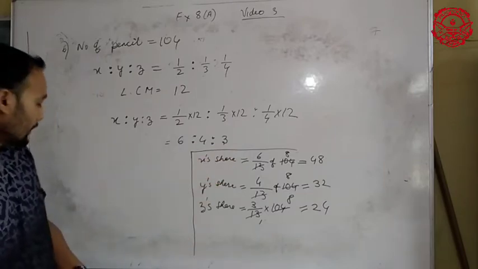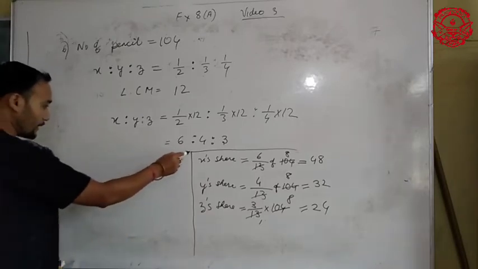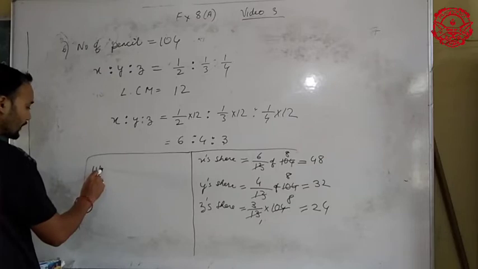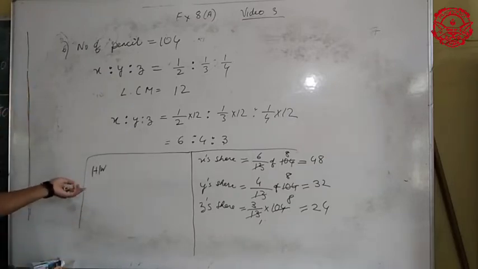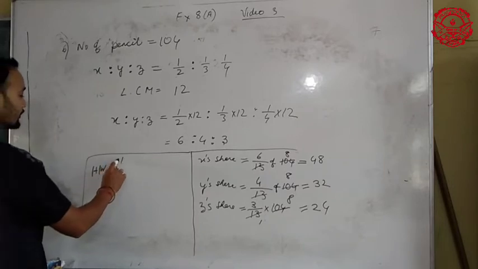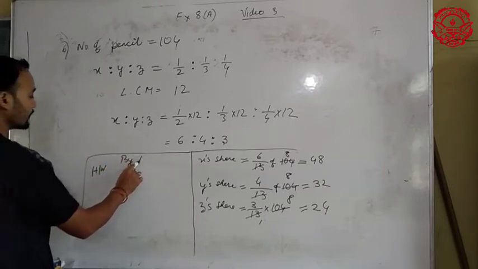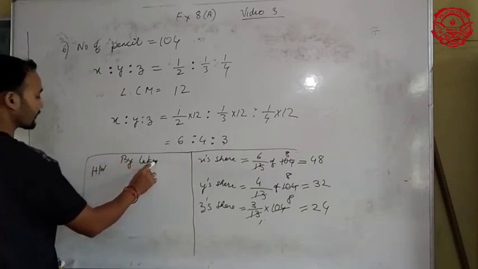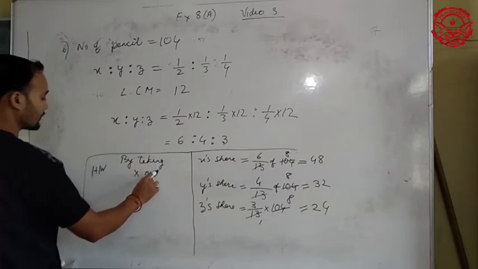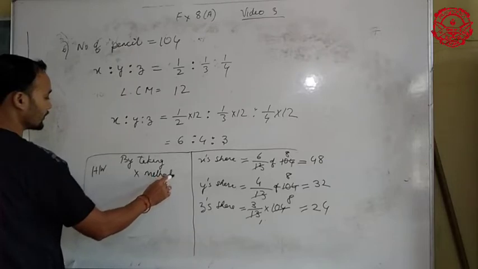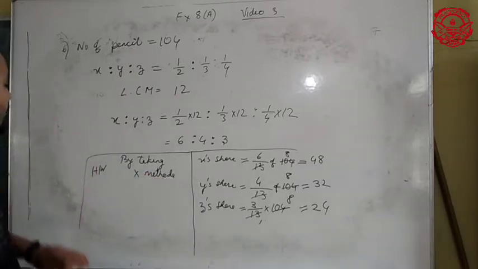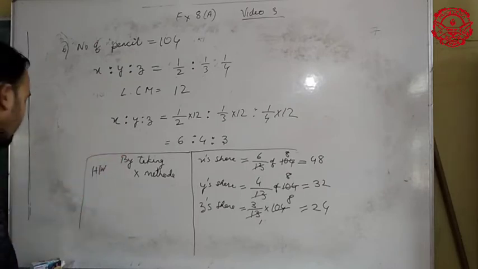Okay. You do one thing: you try the other method. I will not do it, I am giving you the homework. This is not the assignment, you simply give it a practice. You take the X method. You should develop the ability of doing a particular sum in many ways. Then you love math. Fine.